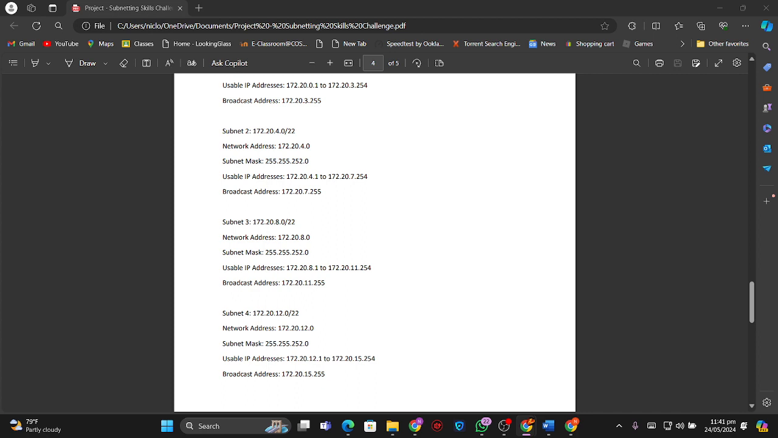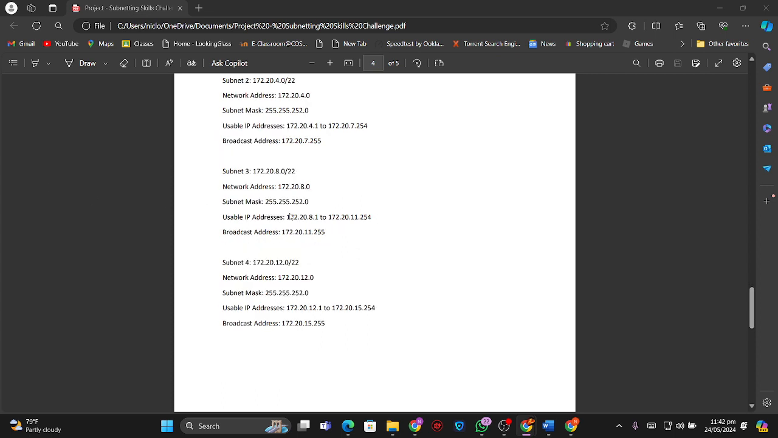Next, the third subnet has the network address of 172.20.8.0, the same subnet mask of 255.255.252.0, with usable IP addresses ranging from 172.20.8.1 to 172.20.11.254, with a broadcast address of 172.20.11.255.